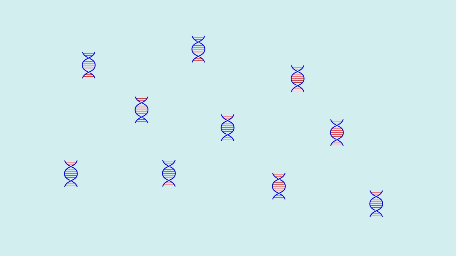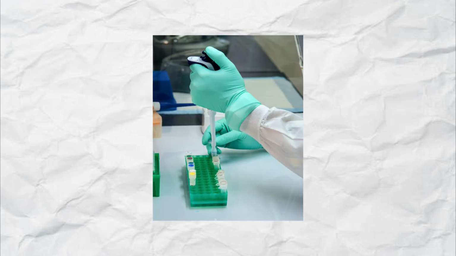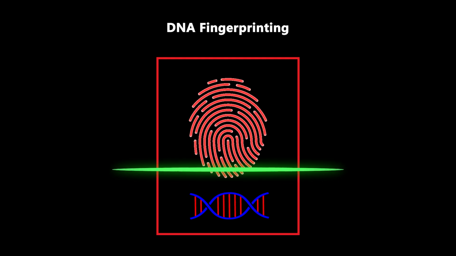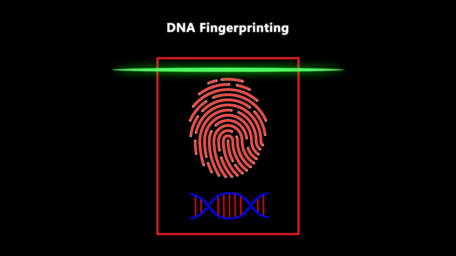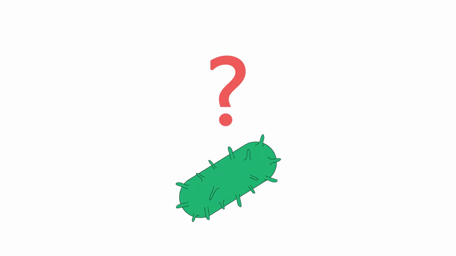What if you wish to artificially replicate a single strand of DNA to produce multiple copies of itself? In 1985, Kary Mullis invented polymerase chain reaction. The invention of PCR has paved the way for diagnostic applications, especially in our recent fight against COVID-19, and genetic fingerprinting in forensics.